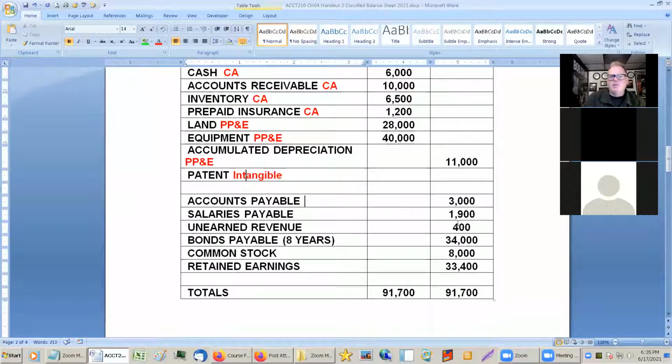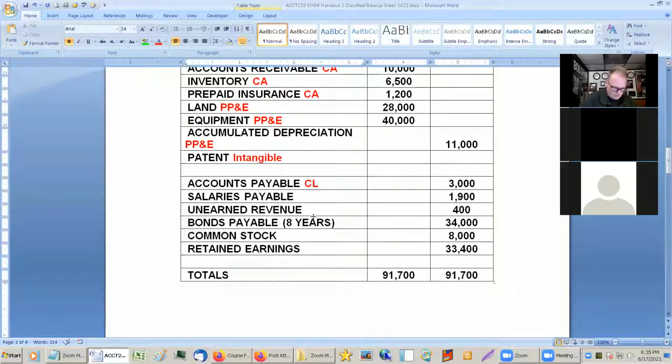Okay, down here, accounts payable. What will that be? Current liabilities. Yep. Salaries payable. Current liabilities. Yep. Let's try this again. And unearned revenue. CL.